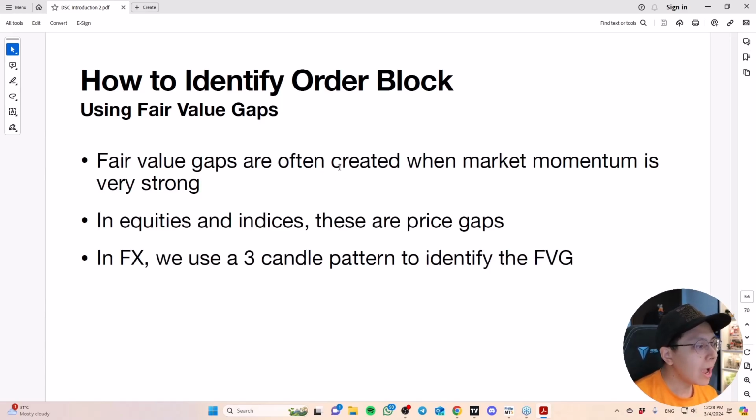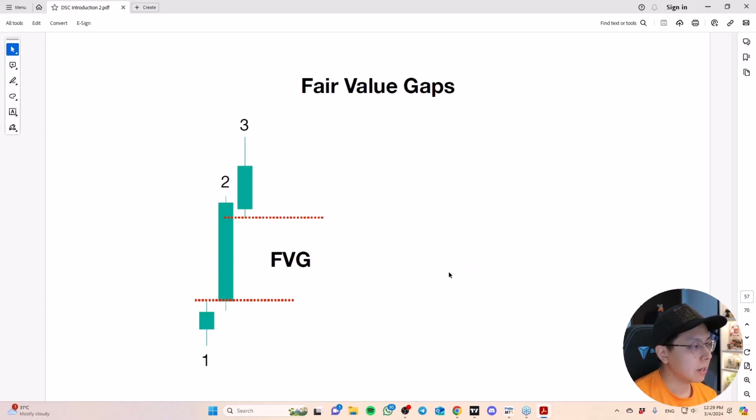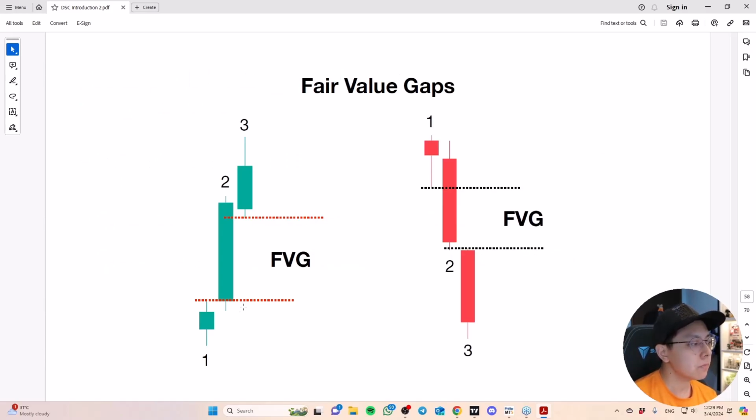The whole idea of market gaps is to identify market momentum. It's actually the same principle in the stock market. Why does it have a gap? Because the market actually jumps or moves to a certain price point with strong momentum. So in FX, we're going to use a 3 candle pattern to identify the fair value gap. Just to very quickly show you the drawings as well: you have 3 candles, and you realize that the second candle has a larger momentum. The fair value gap is identified when the first and the third candle do not overlap. It's a very straightforward, simple model.